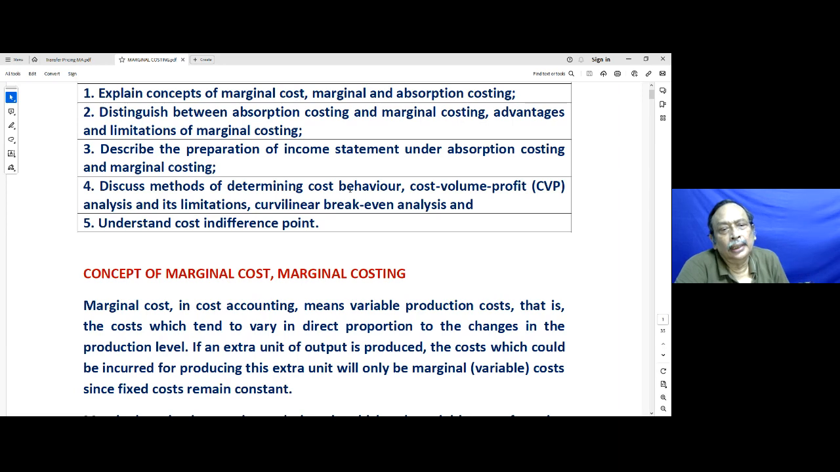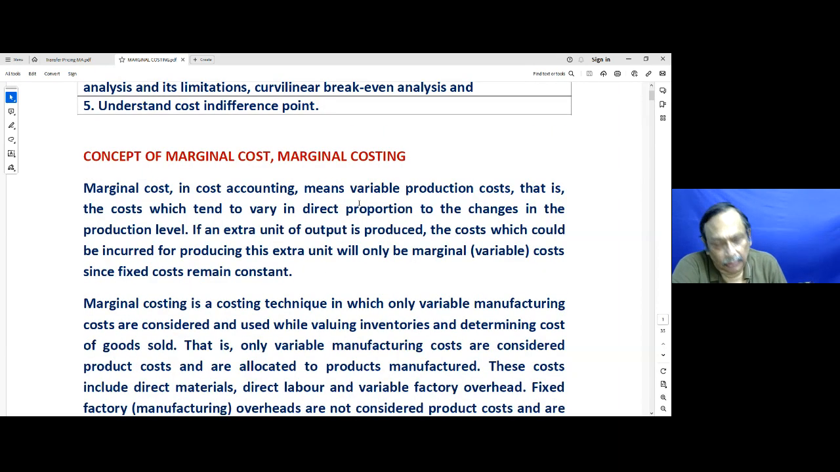So when I am talking about marginal cost from an economic point of view, so far as economics is concerned, marginal cost means the extra cost of producing one more unit. But so far as marginal costing or variable costing is concerned, by marginal cost we mean the variable cost of production.